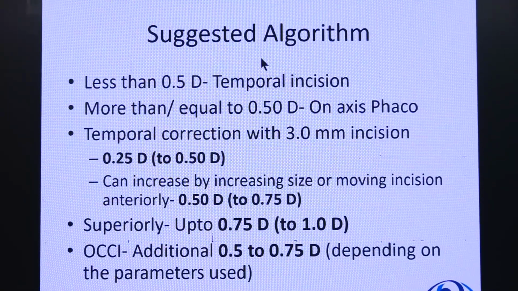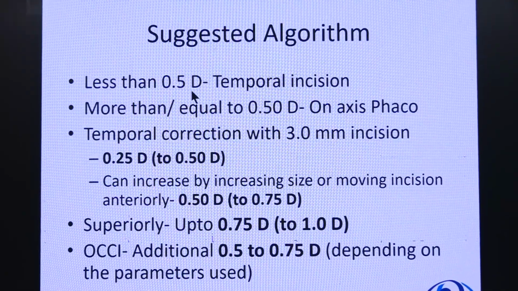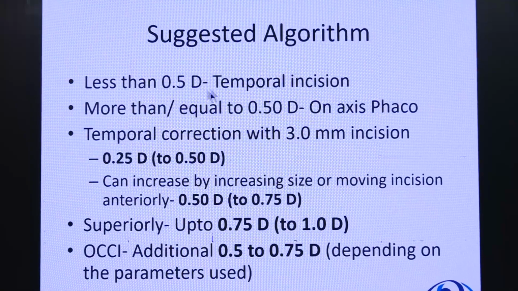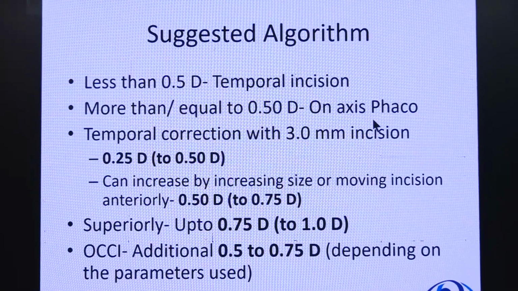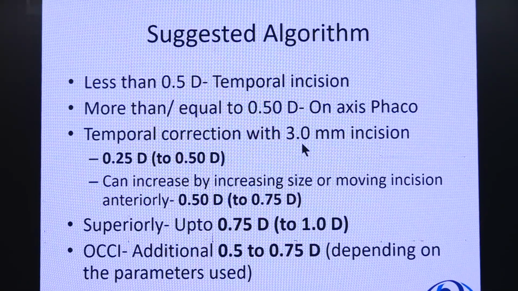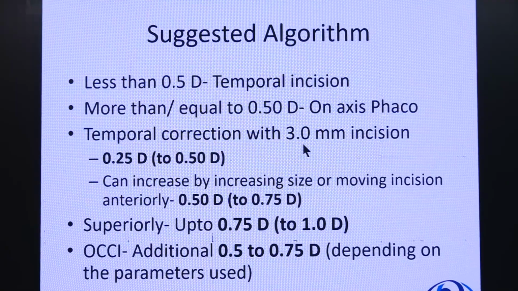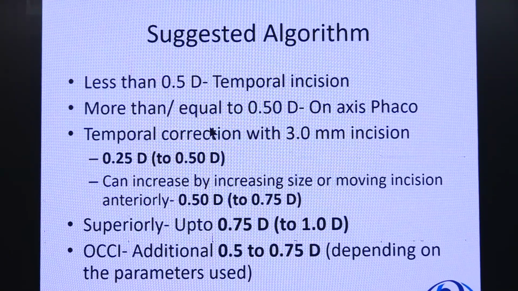There's a suggested algorithm if you're beginning out, but you have to develop your own. This is what I follow. Less than 0.5 diopters of astigmatism, go with a temporal incision. More than or equal to 0.5, I would do an on-axis phacoemulsification. The temporal correction achievable with a 3 mm, I've taken neither 2.8 or 3.2, a 3 mm incision is about 0.25 diopters in a temporal correction.